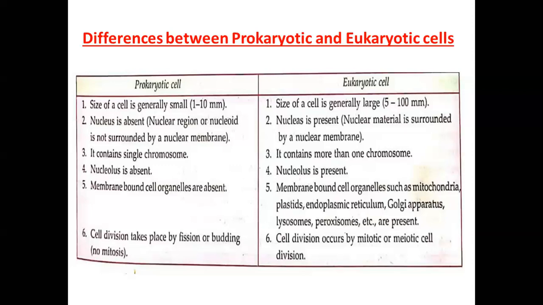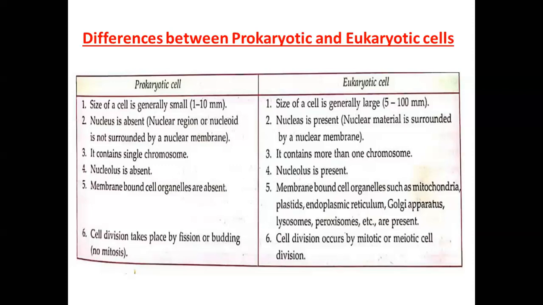Third, it contains a single chromosome. In case of eukaryotic cell, it contains more than one chromosome. In prokaryotic cell, nucleolus is absent. In eukaryotic, nucleolus is present. In prokaryotic, membrane-bound cell organelles are absent. In eukaryotic, membrane-bound cell organelles such as mitochondria, plastids, endoplasmic reticulum, Golgi apparatus, lysosome, peroxisome, etc.